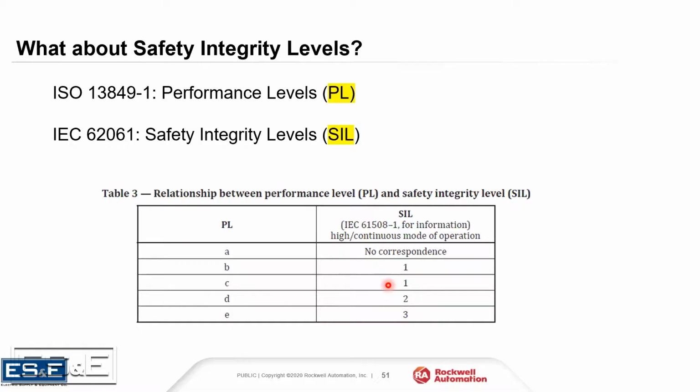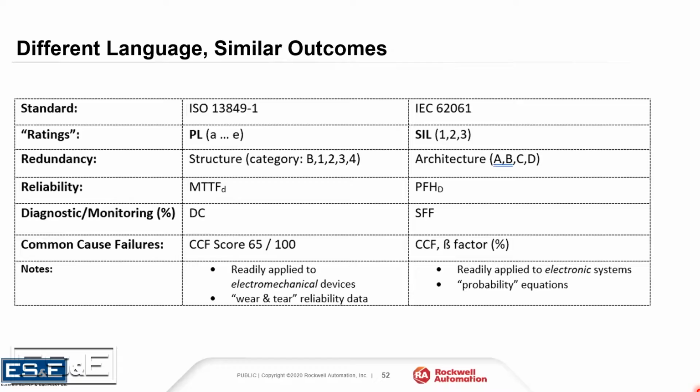So again, what we're showing here in this little table is the two different things you're looking at: the performance levels in 13849, and then also the SIL ratings, and the things that are required. You see there are different terminologies, yes, but they're very similar in what we're comparing and when we're actually doing the calculation. So like the slide says, it's very similar outcomes. It's really just based upon the preference of the customer.